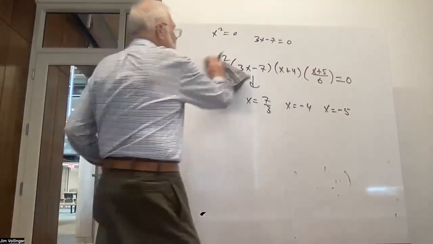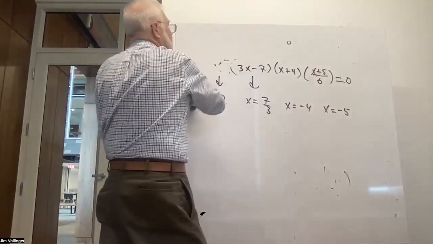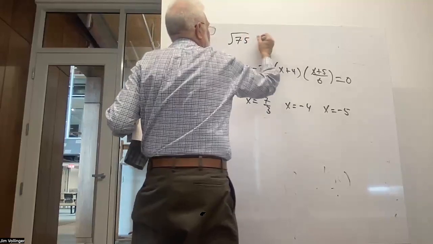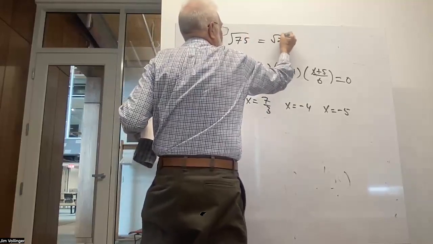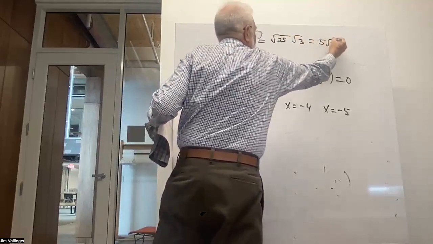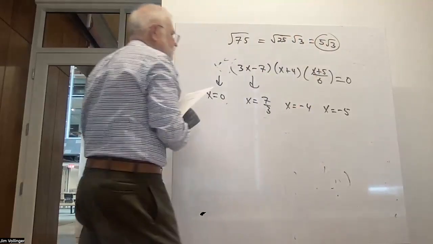Simplify the square root of 75. What's the square root of 75? Well, the easiest way to rewrite that is the square root of 25 times the square root of 3, which is equal to 5√3. That's your final answer for that one.